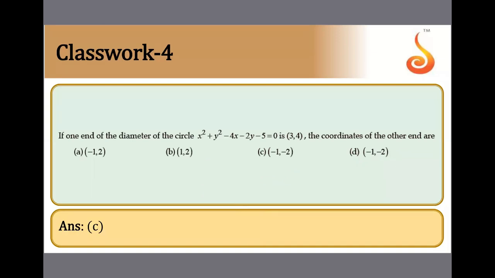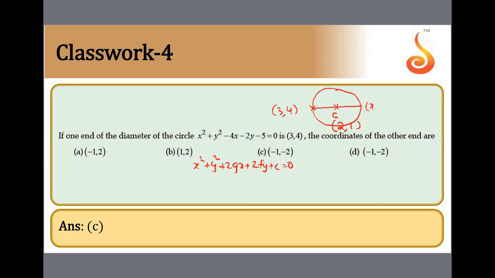One end of the diameter of the circle is (3, 4). Coordinates of the other end? Whatever is taught, you listen first. Later we'll clarify all your doubts. So one end of the diameter is given as (3, 4). Center of the circle, again, x square plus y square plus 2gx plus 2fy plus c equal to 0. 2g is minus 4, g equal to minus 2. So coordinates of center will be (2, 1).